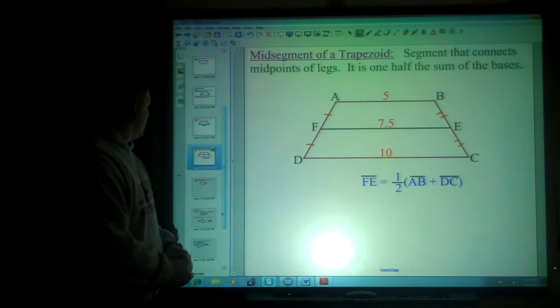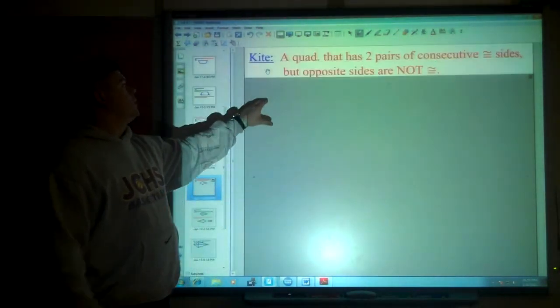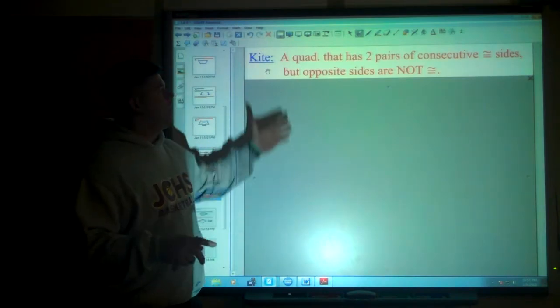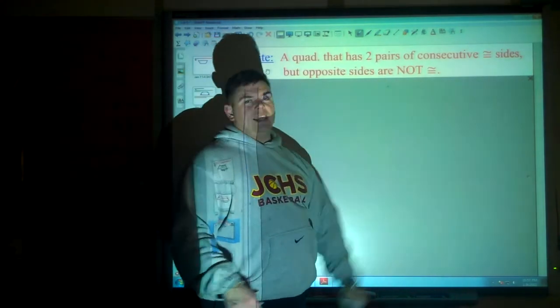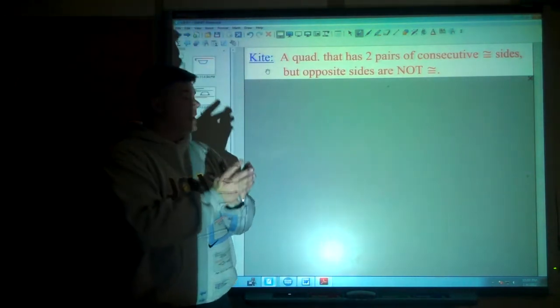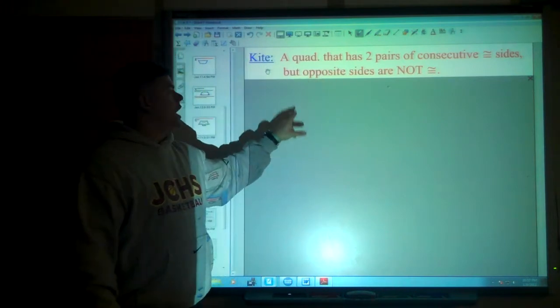Now we'll move from trapezoids into our next four-sided shape that is not a parallelogram, and it's what we call a kite. Now it's still four-sided, still a quadrilateral, but it has two pairs of consecutive congruent sides. So they're not going to be across the shape from each other. They're going to be right next to each other, not opposite. Okay? The opposite sides are not actually congruent.